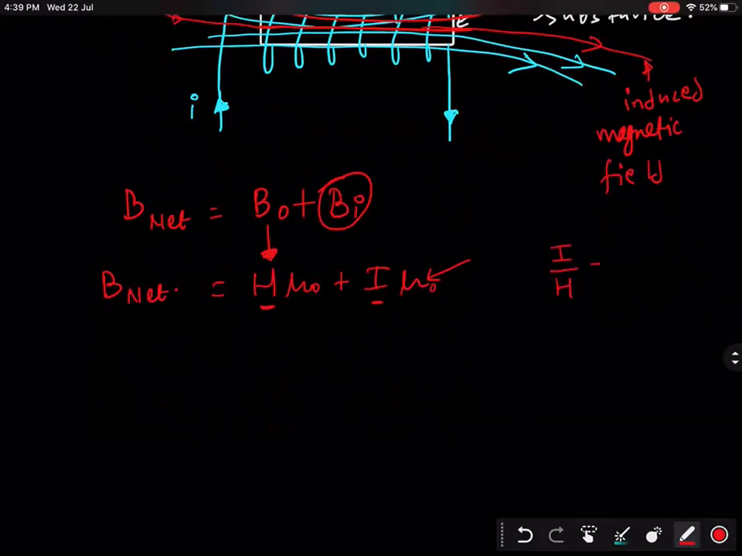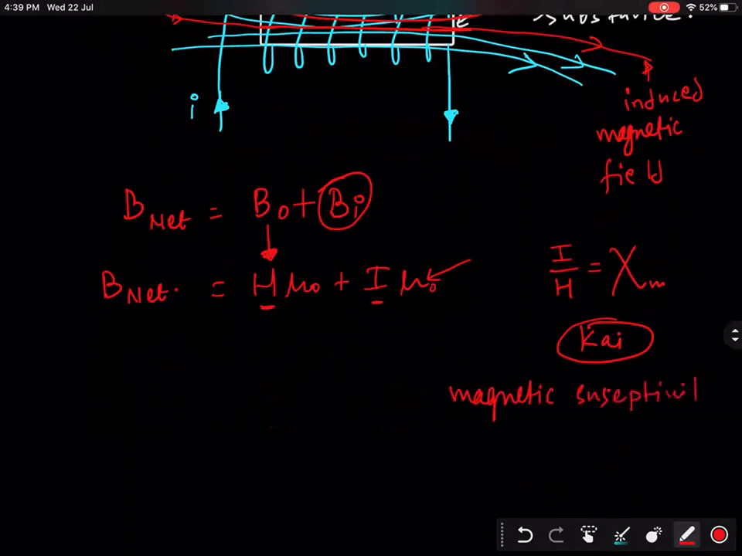Now, do you remember what this is? I by H. Magnetic susceptibility. Correct. It is known as chi, magnetic susceptibility.